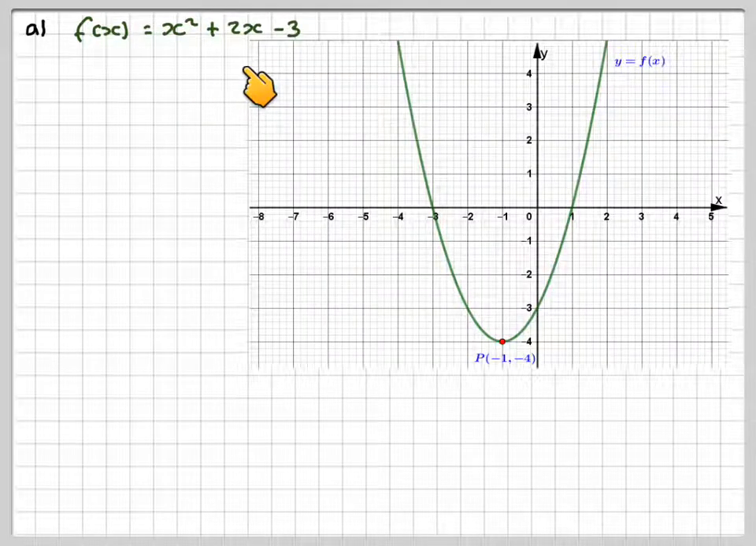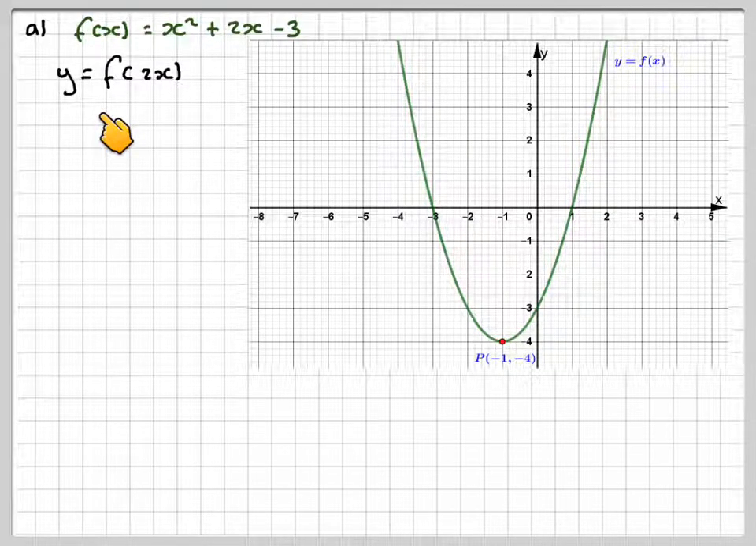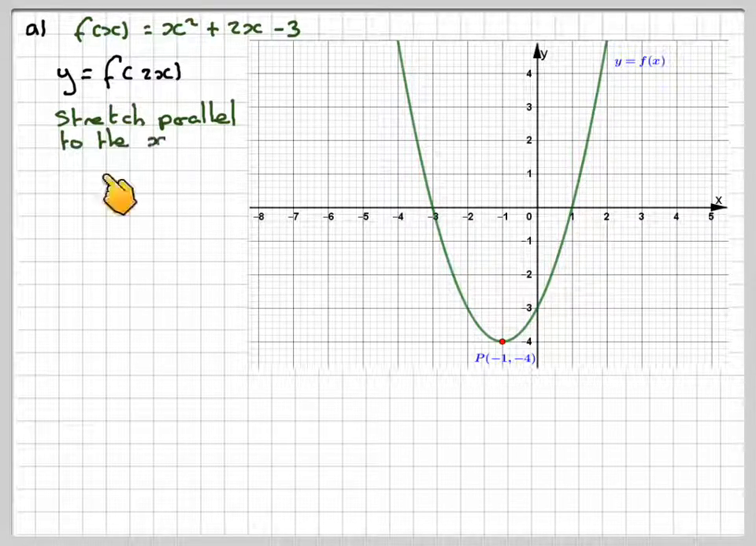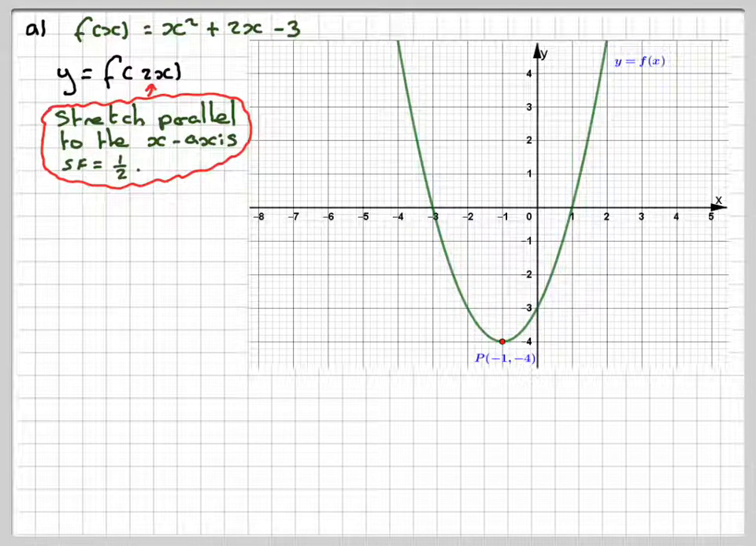Okay, so we've got f(x) = x² + 2x − 3. Here's the graph. We've got a minimum point at (−1, −4). So we've got to do the graph of y = f(2x). Well, what does that actually mean? This is a stretch parallel to the x-axis, scale factor ½. That means we need to take each point, work out its distance from the y-axis, and then halve it.